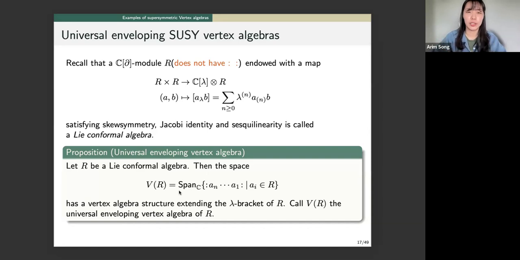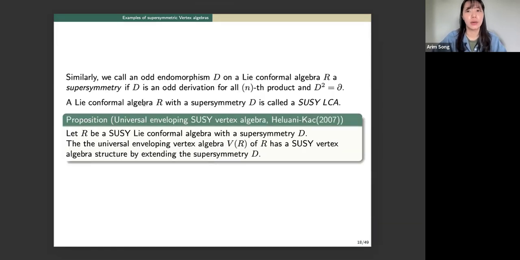So we want to make this picture in a supersymmetric setting. In a Lie conformal algebra, we can similarly define a supersymmetry. In the vertex algebra, a supersymmetry was an odd endomorphism, which is an odd derivation for all nth products, and its square is equal to the translation operator. So we can define this the same way in the Lie conformal algebra. The only difference is that the Lie conformal algebra only has positive nth products, so this all means just positive n. If a Lie conformal algebra is equipped with a supersymmetry, we'll call it a supersymmetric Lie conformal algebra.